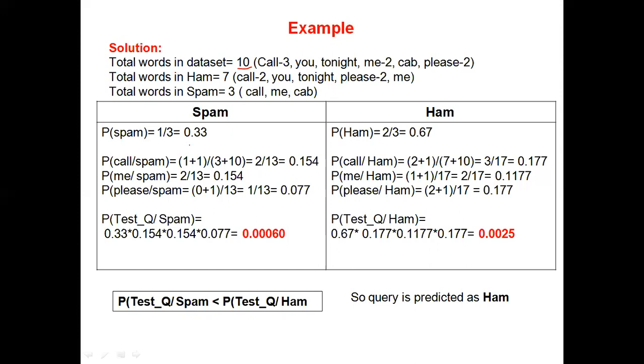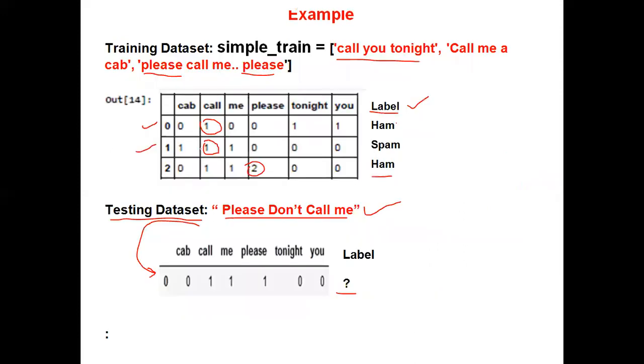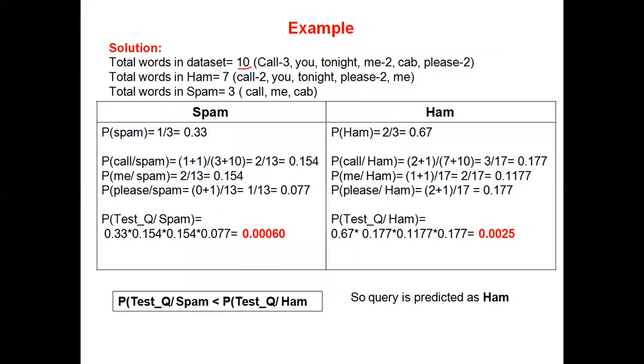So for my example, the total number of words is 10. You can count here: 1, 2, 3, 4, 5, 6, 7, 8, 9, 10. So a total of 10 words are there. Out of these 10, 3 are call. Call is coming thrice. You is once. Tonight is also 1. Then for me, the frequency count is 2. For cab, it is 1. For please, it is 2.